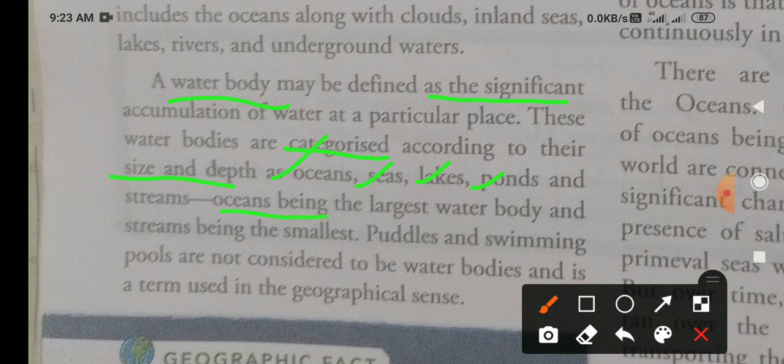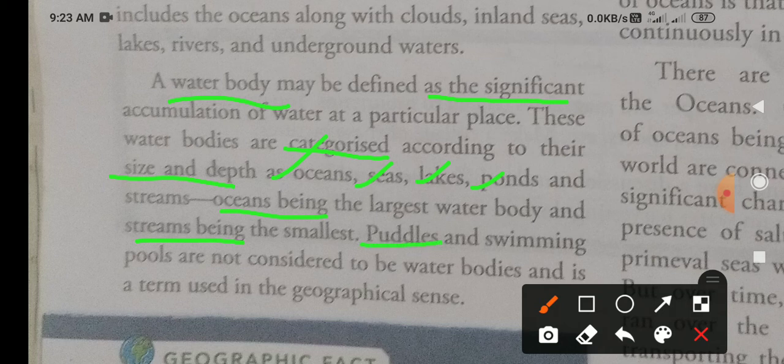So please try to keep in your memory which is the largest water body, ocean obviously, and which is the smallest one, that is, the smallest water body is the stream. Okay, streams are the smallest water body. Puddles and swimming pools are not considered to be water bodies, as the term is used in a geographical sense. So you should keep in your memory the puddle.